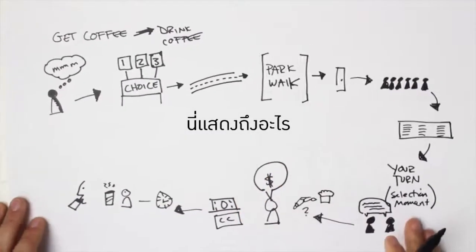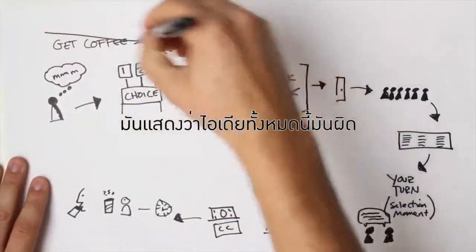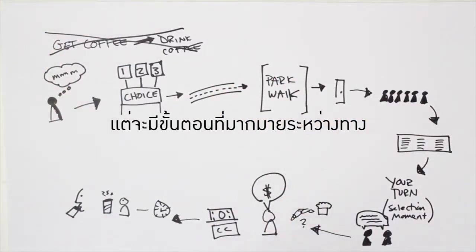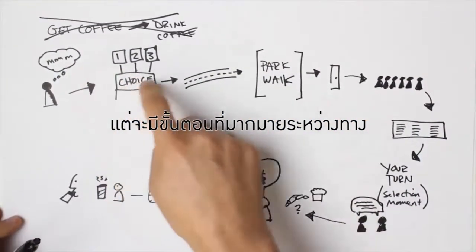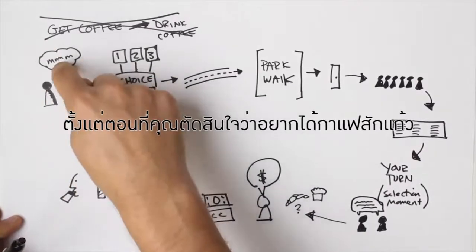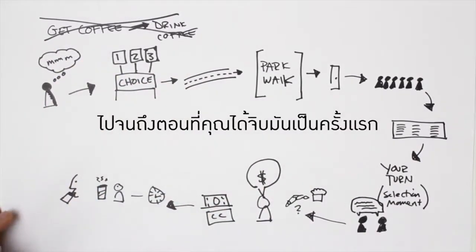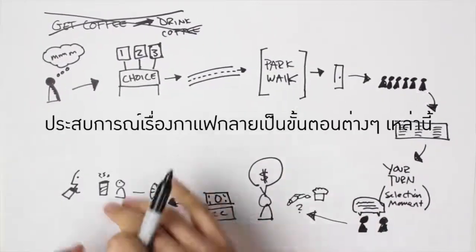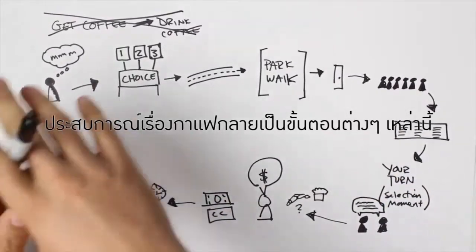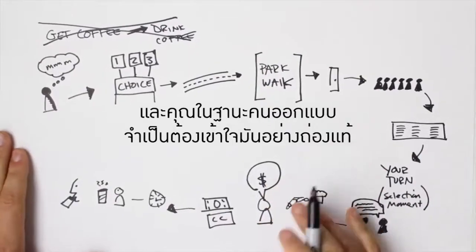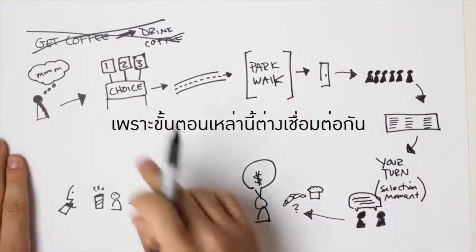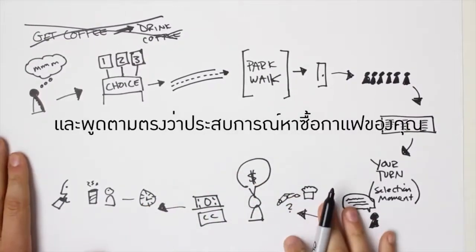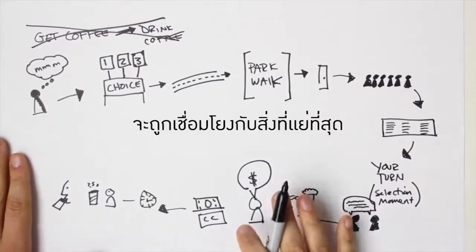So what does this illustrate? This illustrates, for starters, that this whole idea was totally wrong. That there's no such thing as getting coffee and then drinking it, but rather there's a bunch of different steps along the way, from determining that you want a cup of coffee all the way to your first sip. So an experience then, the coffee experience, ends up being this series of steps, and you as a designer need to understand them in totality, because all these steps are connected. And frankly, your experience getting a cup of coffee is only as strong as your weakest link.